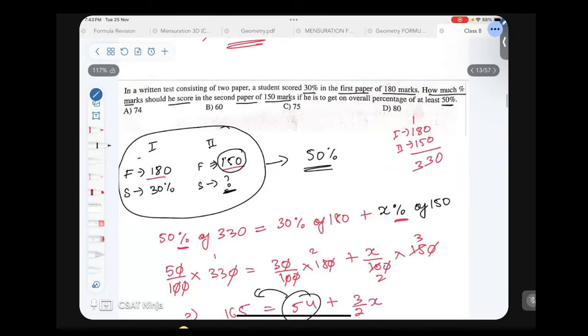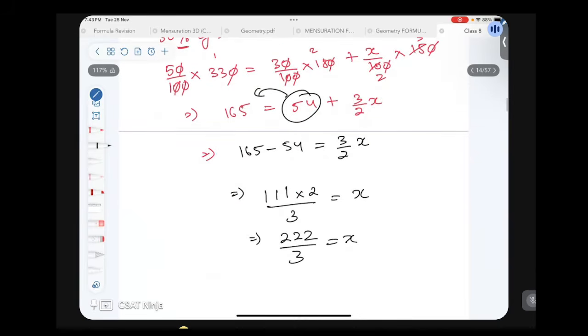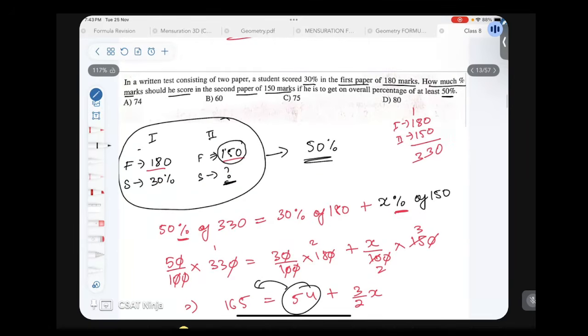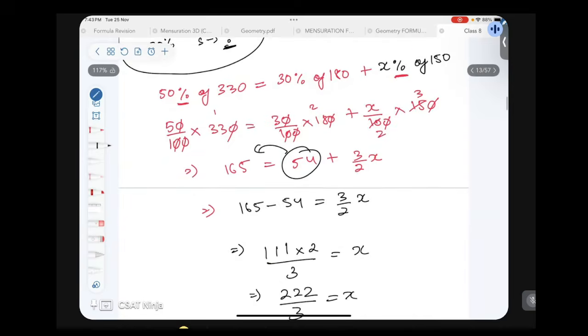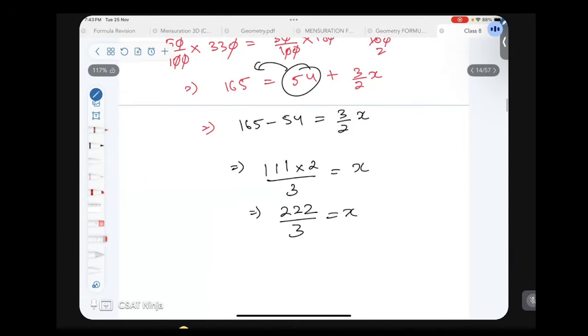What are the options given here? We'll get the percentage score. Is our calculation correct? Oh, we need to get our answer in terms of how much percentage marks he should score. I shouldn't have converted to a fraction here, but it's okay. Let us convert it to percentage. How do we convert it to percentage? 2 divided by 3, I need to multiply by 100.